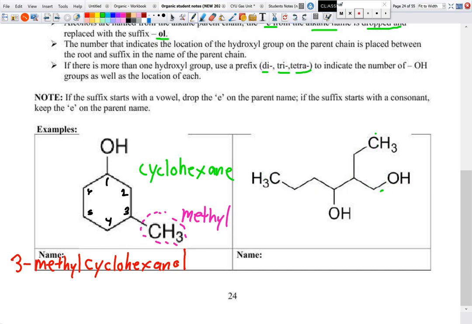So because of that rule, we're going to have to find our longest continuous carbon chain right across the middle here, containing carbon 1, 2, 3, 4, 5, and 6. So we actually have a hexane.